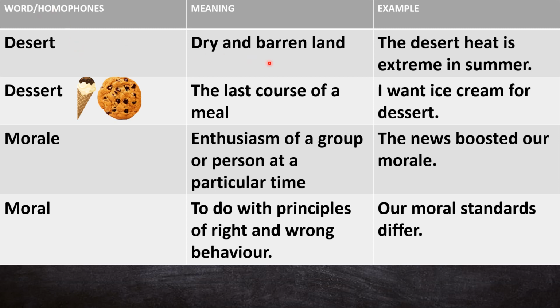Desert, dry and barren land. That's the meaning. Example, the desert heat is extreme in summer. And then dessert, the last course of a meal. The example, I want ice cream for dessert. Morale, enthusiasm of a group or person at a particular time. The news boosted our morale. The last, moral, to do with principles of right and wrong behavior. Our moral standards differ.